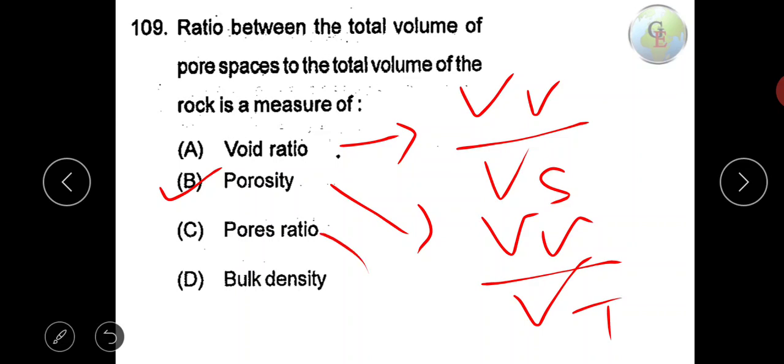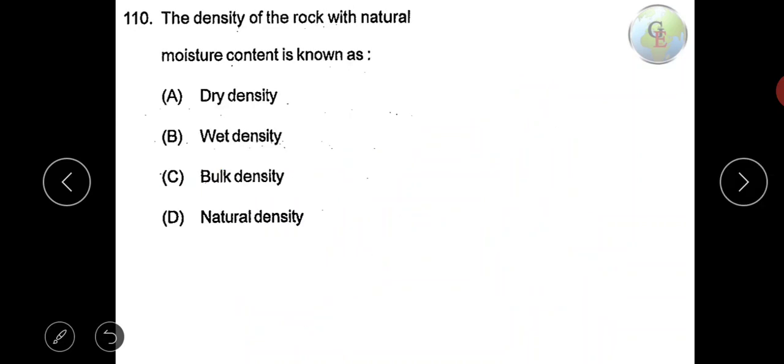Pore ratio is a term I don't know about, but bulk density is the weight per unit volume, that is with natural moisture content. If you are draining the moisture, it will be dry density, and if you are filling the pores with water, then it will be weight density. So here the answer will be porosity.